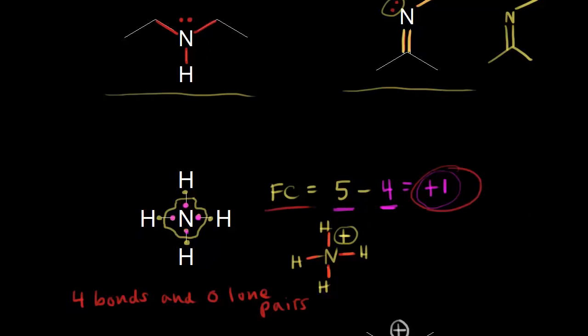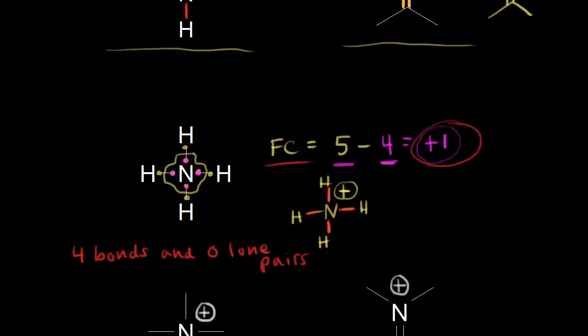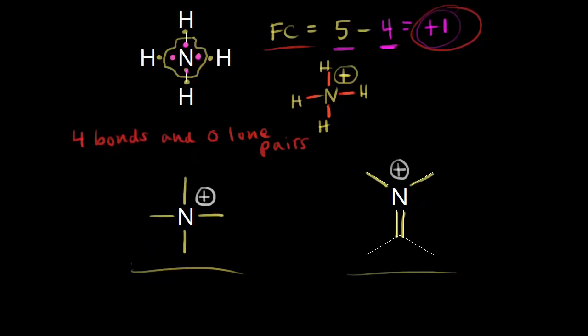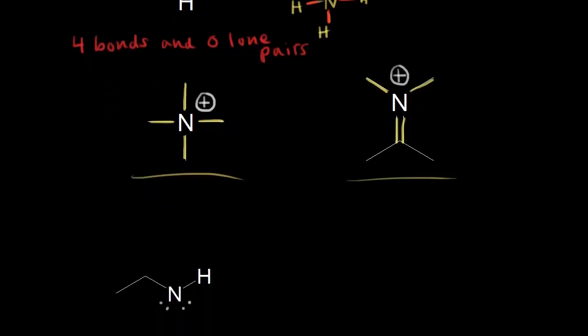So let's look at some examples where nitrogen has a formal charge of +1. So the example on the left, we can see there are 4 bonds, right? And there are no lone pairs on that nitrogen, so that's a +1 formal charge. Over here on the right, same idea. Here's 1 bond, 2 bonds, 3 bonds, and 4 bonds, and no lone pairs, so a +1 formal charge on the nitrogen.